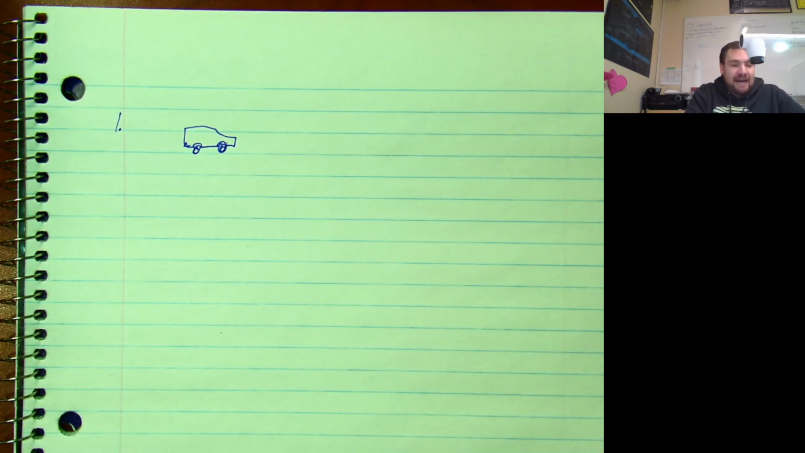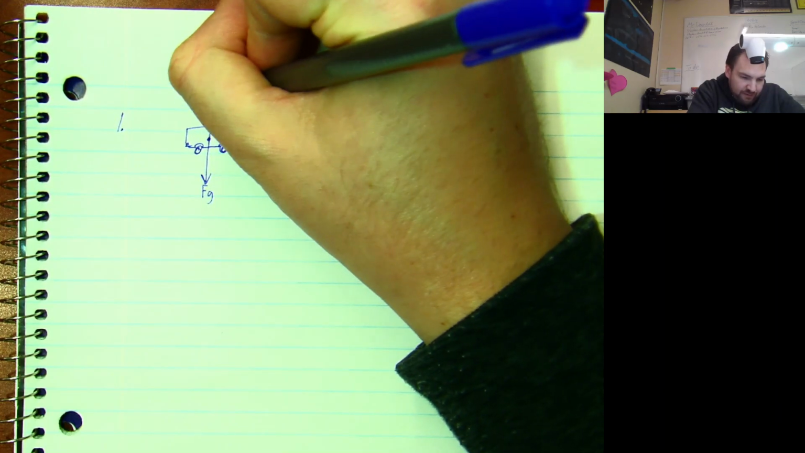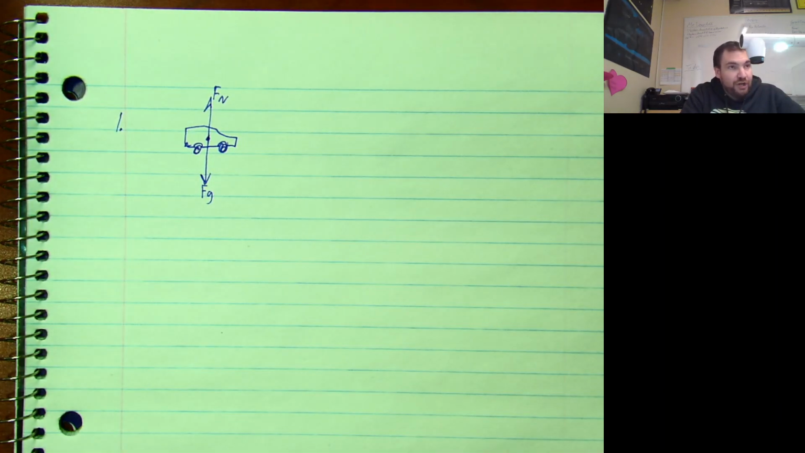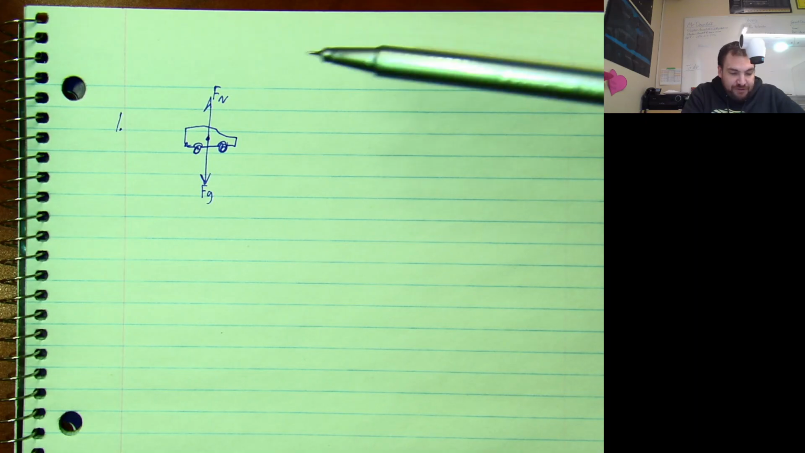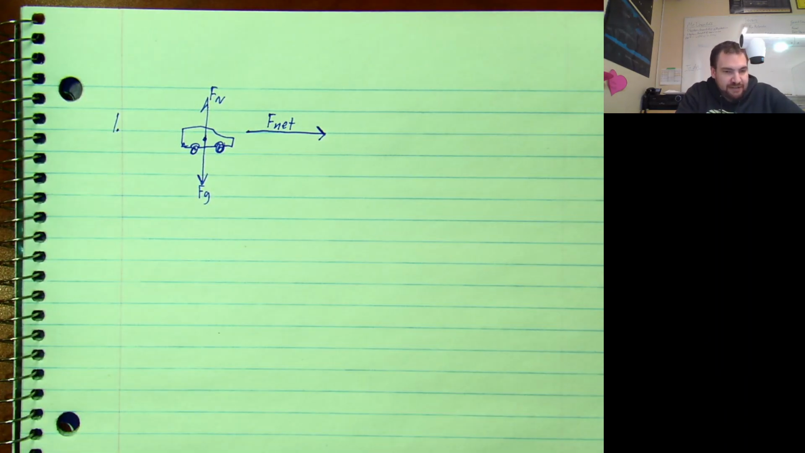So what forces are going to be acting on my car? Very normal force, but it cancels itself. Okay, so we're going to have an FG, we're going to have an FN. And we're told in the question that we're looking for the net force. So which way is the net force going to be acting on this car? To the right. Okay, so there's a net force acting to the right.